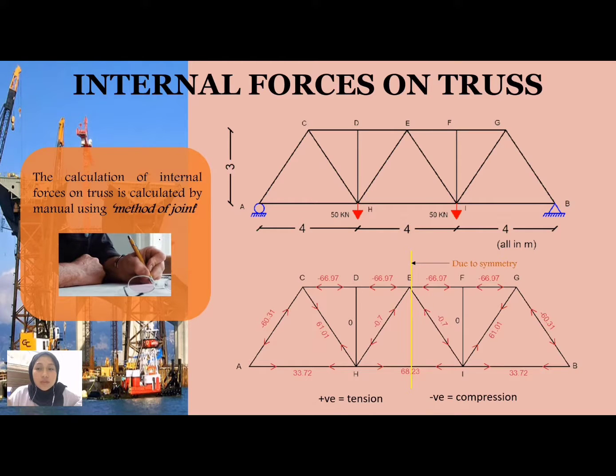Our group calculated joints A, C, D and H. Then, due to the symmetry, the right side of the truss will get the same values of forces as the left side. The positive value refers to tension and the negative value refers to compression.